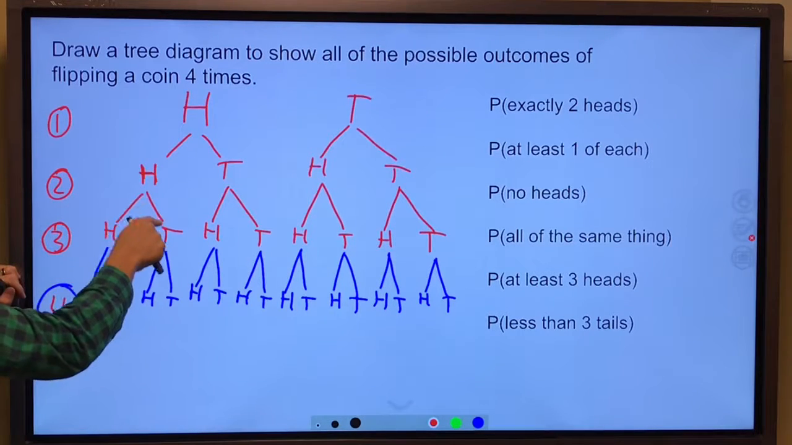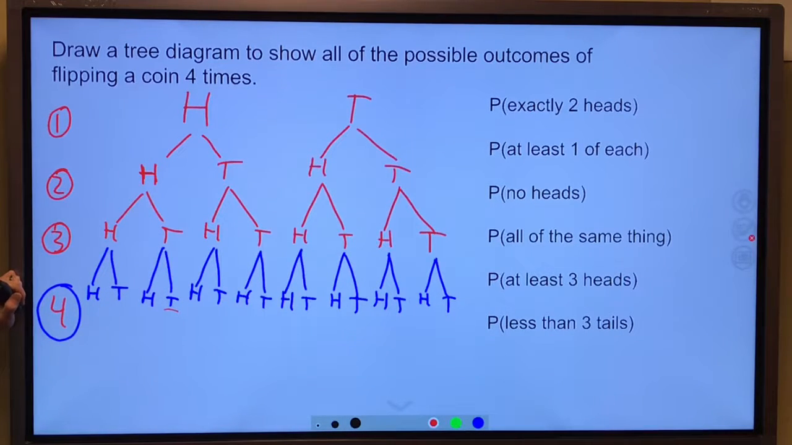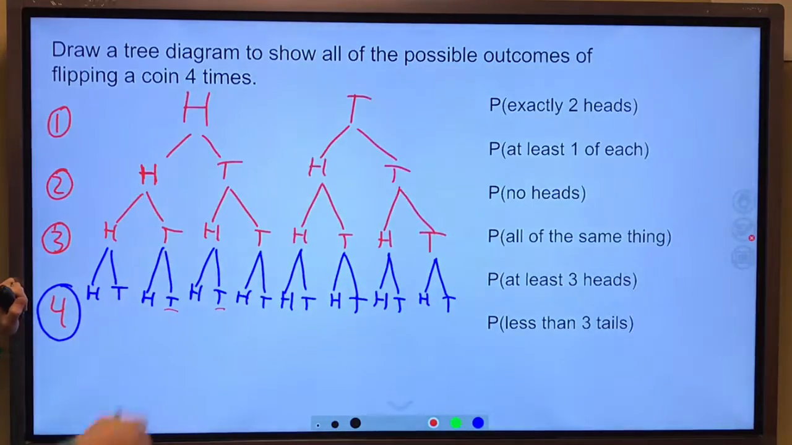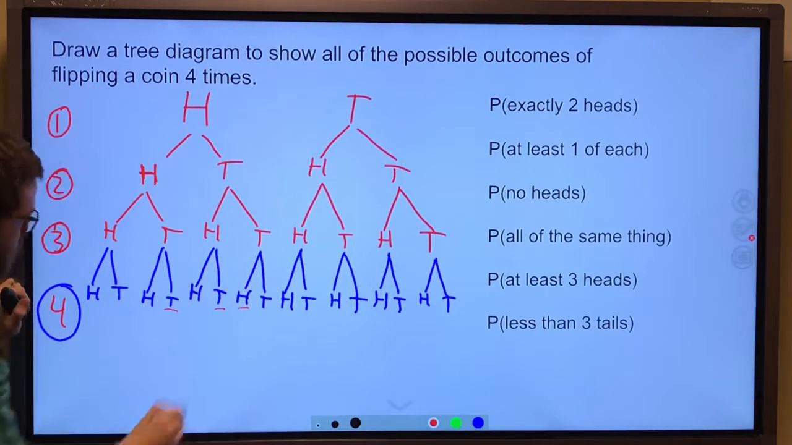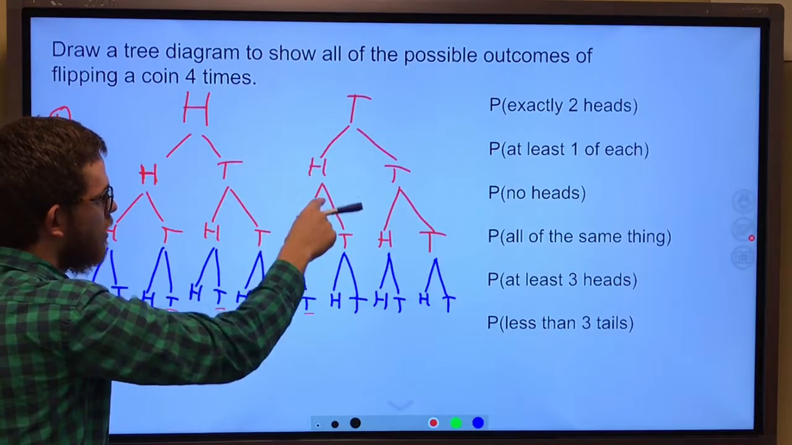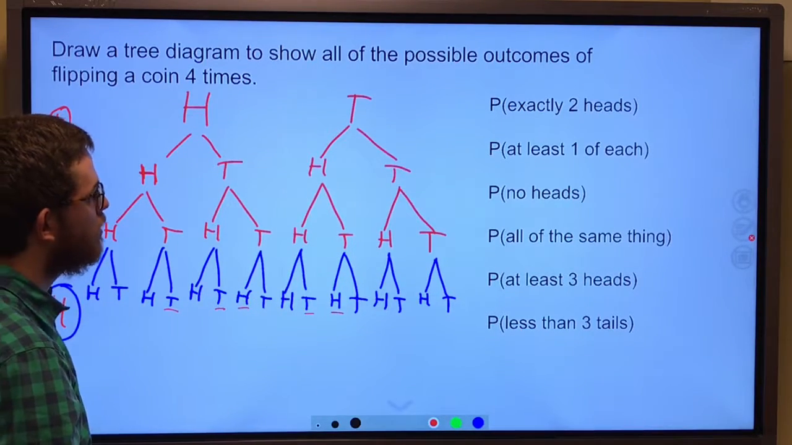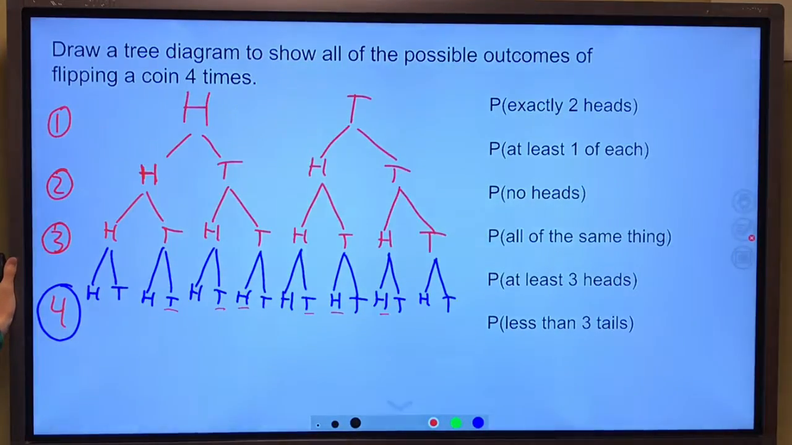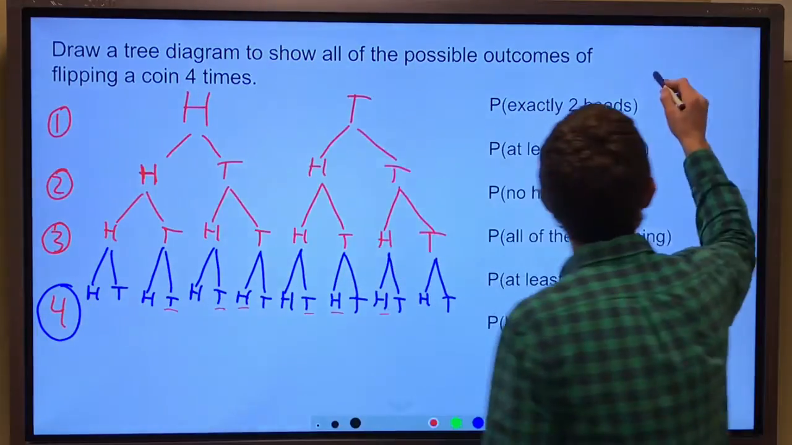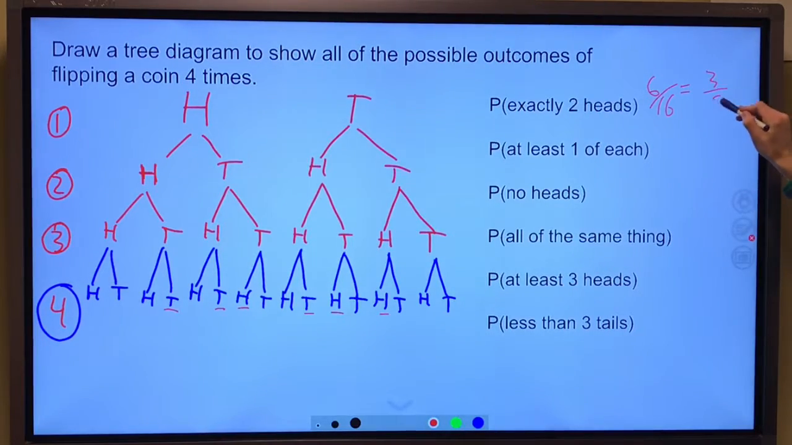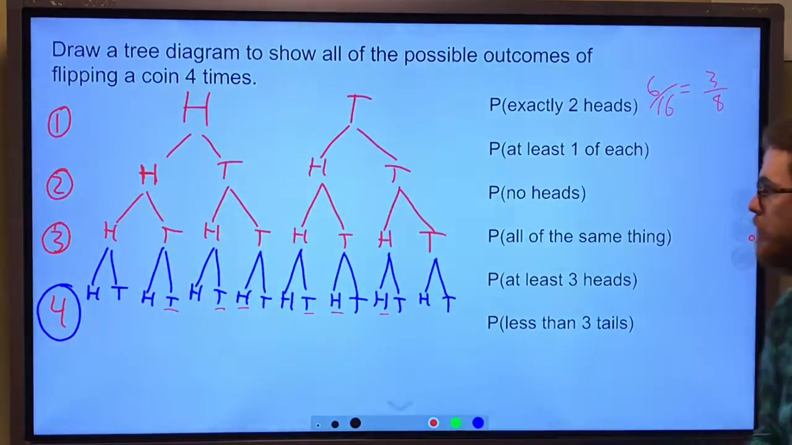Well, heads, heads, tails, tails, that would be exactly twice. Heads, tails, heads, tails, that would be exactly twice. Heads, tails, tails, heads. That would be exactly twice. Tails, heads, heads, tails, that would be exactly twice. Tails, heads, tails, heads, that would be exactly twice. Tails, tails, heads, heads. That would be exactly twice. I see 6 out of the 16 that get us heads exactly twice, and 6 out of 16 reduces to get us 3 out of 8.